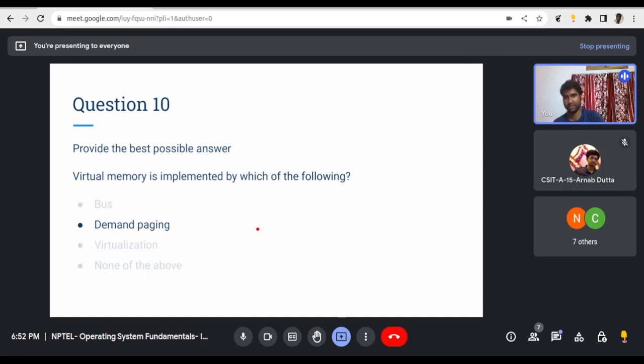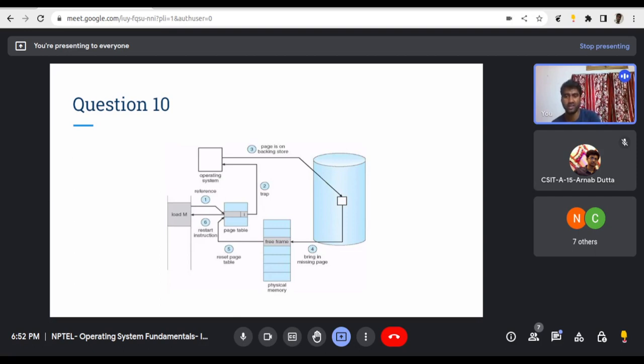So yes, the answer is actually demand paging. What happens in demand paging is that, as I said, virtual memory creates the concept that the complete secondary memory is a part of the main memory, so even if you do not have enough space in the main memory to allocate to a single process, you can still run the process depending on the pages that are immediately required. It may be a slower process, but it actually works.